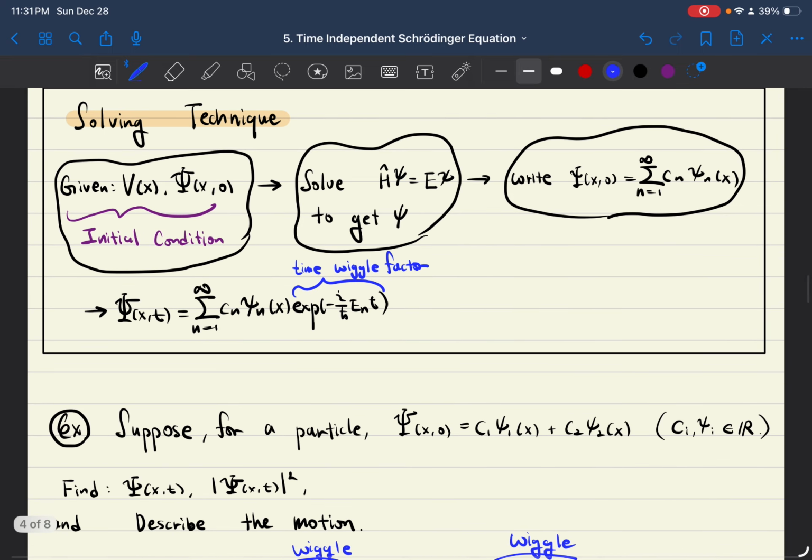So here's a solving technique. Given the potential, and psi of x, 0, which means the initial condition, we solve the eigenvalue problem H hat psi equals E psi to get psi, and write psi of x, 0 as this expansion, and eventually we multiply by the time wiggle factor, exponential of minus i over h bar E n t. So, a simple technique.